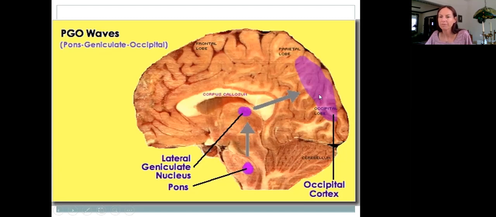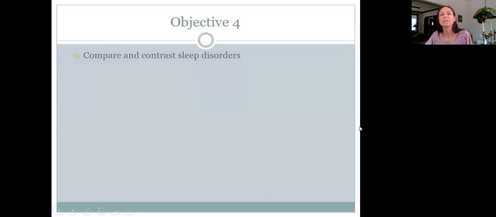Now, remember, it's not V1 back here. It's some of the other areas of the occipital cortex that are active. And we certainly get activity in the parietal and temporal lobes as well, which leads to some of the visual sensations in dreams. Okay, we'll hit chapter 4, or objective 4, next time.